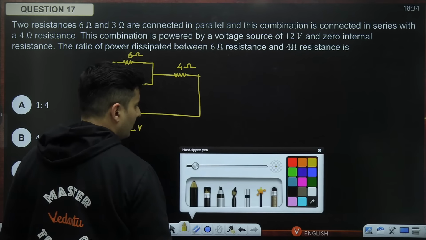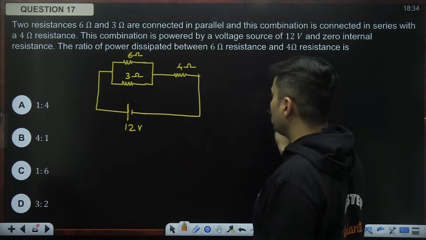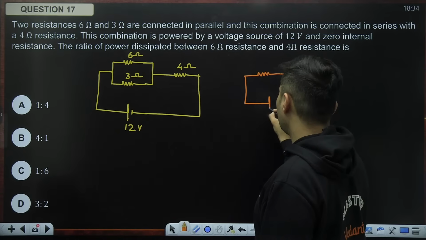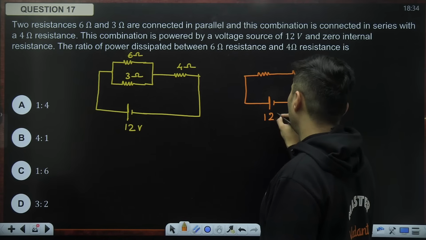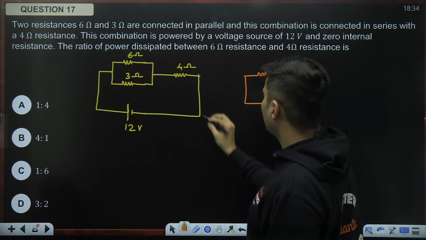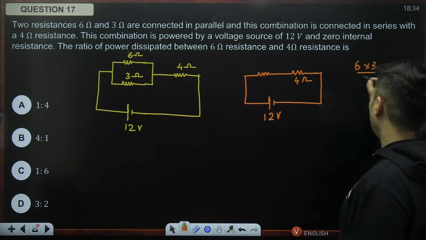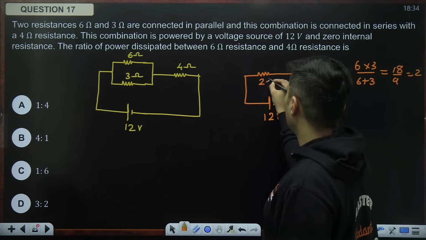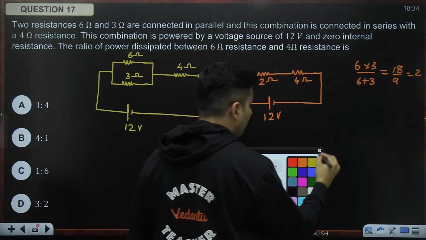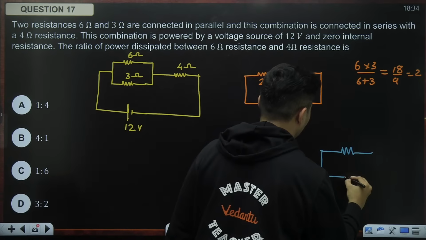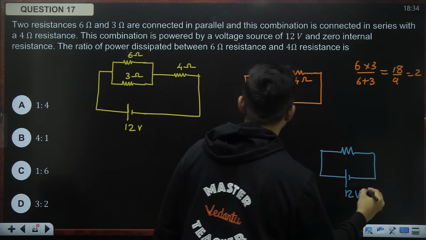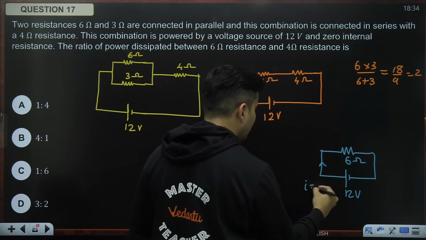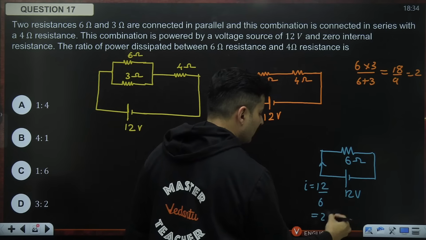Now, first of all, let's see what will be the equivalent circuit. Before that, 6 and 3, if I combine them together, I will get one single resistance connected to this 12 volt source. This is still 4 ohm. This will be nothing but 6 multiplied by 3 divided by 6 plus 3. So this will be 18 by 9, which is basically 2 ohms. Now the final circuit will just be one single resistance connected to this battery. So 12 volt. So 2 plus 4 is basically 6 ohm. So from this we can get the current. So the current is battery voltage divided by resistance, which is nothing but 2 amperes.